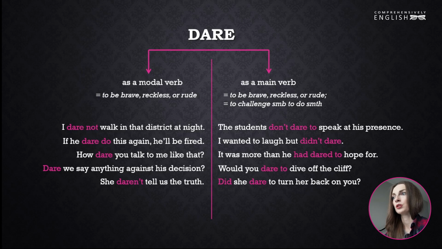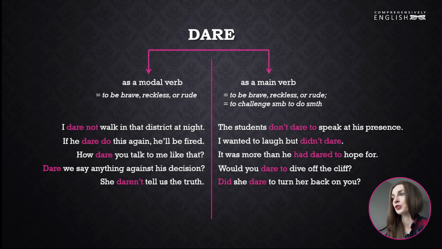In the past, I wanted to laugh but didn't dare. I did not dare. We do not add not to dare like we did in the example on the left. Here, in our examples on the right, we take a separate auxiliary verb to form that negation. We also can use dare like a lexical verb in complex tenses like past perfect. It was more than he had dared to hope for.